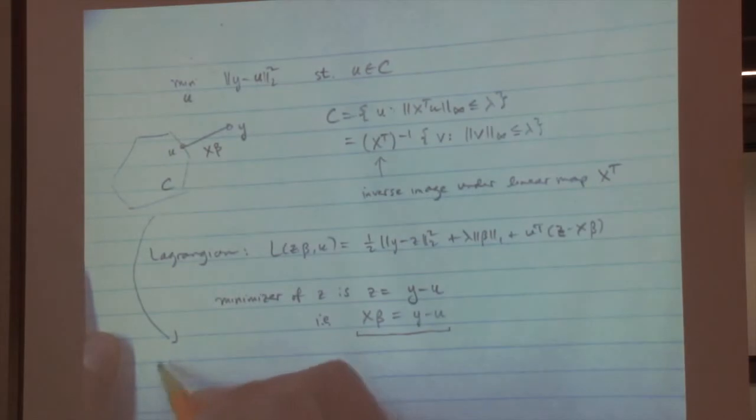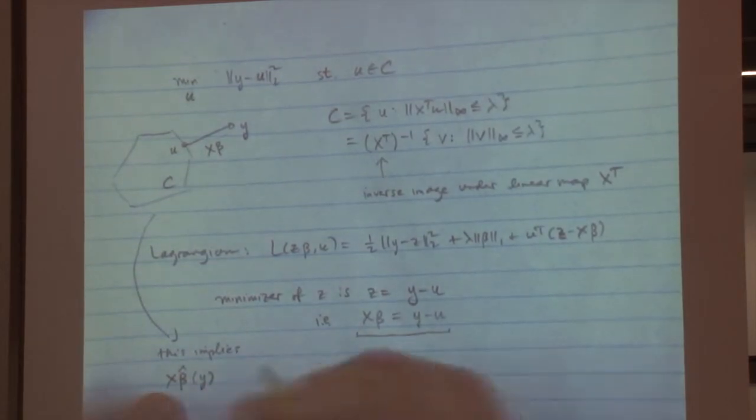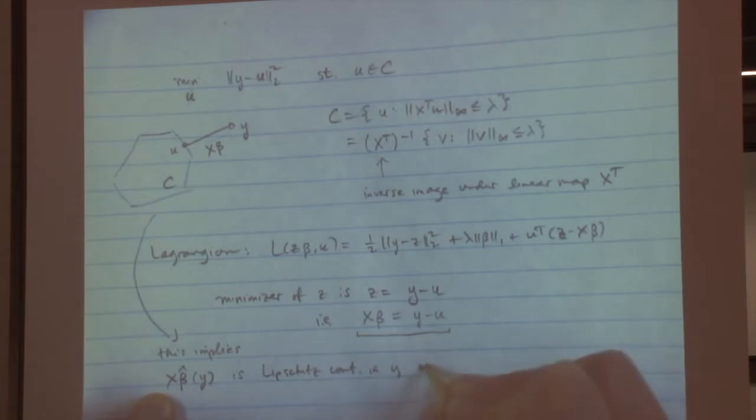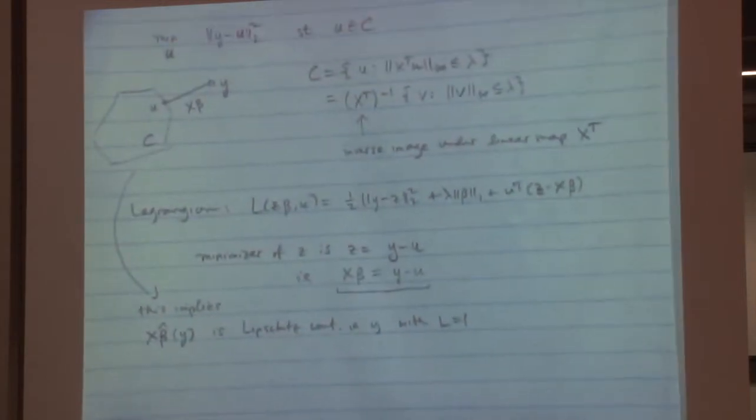So I claim this implies that the solution, x beta hat of y, just to be clear, is Lipschitz continuous in y with Lipschitz constant L equals 1. It's a very strong form of Lipschitz continuous. It's non-expansive. How do I see that?